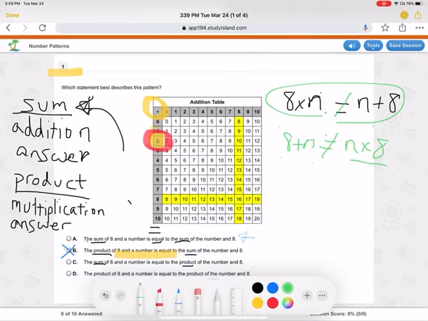Anyways, I'm hoping right now what you're seeing is there's only one correct answer. Definitely A. Because when you go back, you're going to see this one here. The product of 8 and a number is equal to the product of the number and 8. Well, let's take a look at it. So this time we're going to go back to black. Now we're talking multiplication. 8 times n, does that equal n times 8?